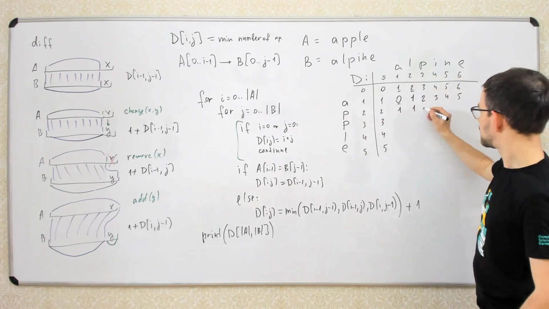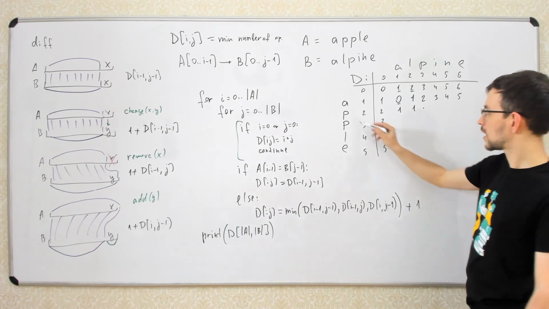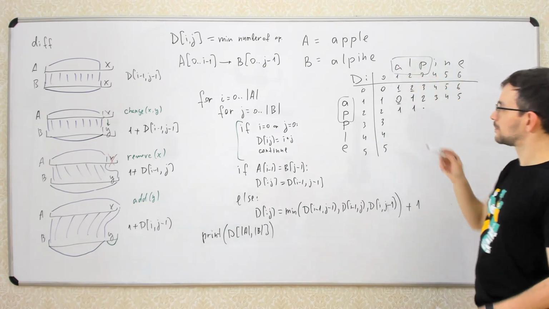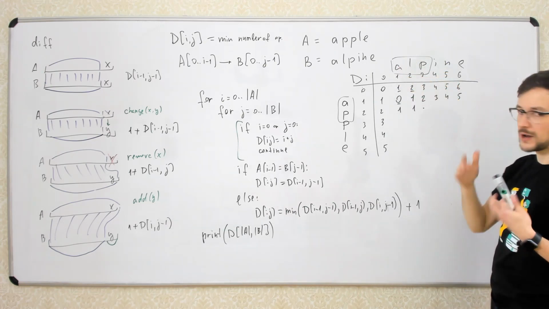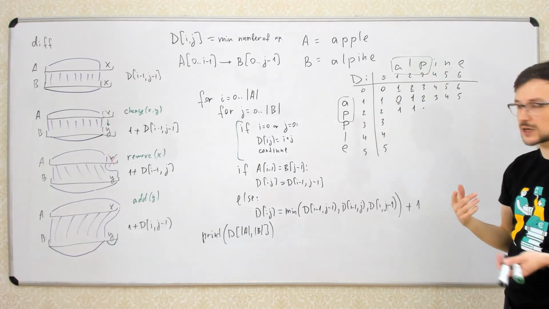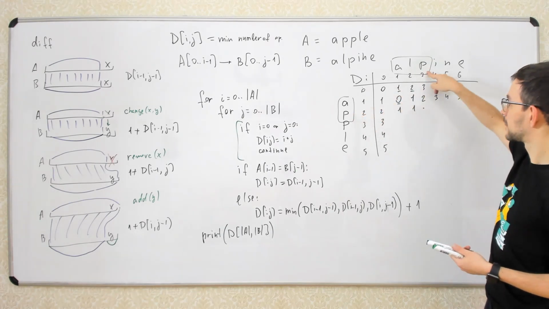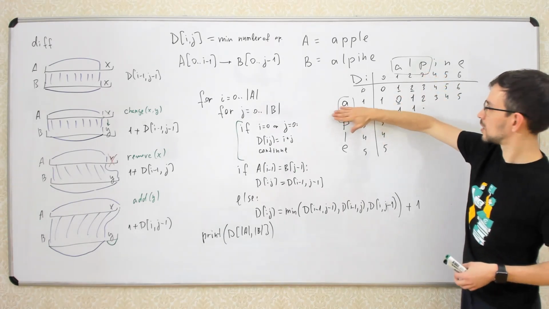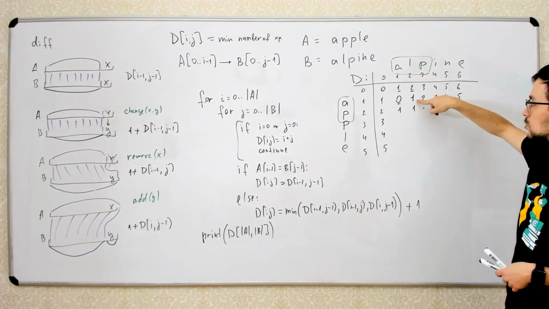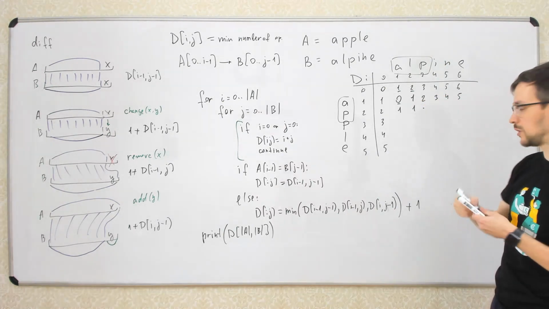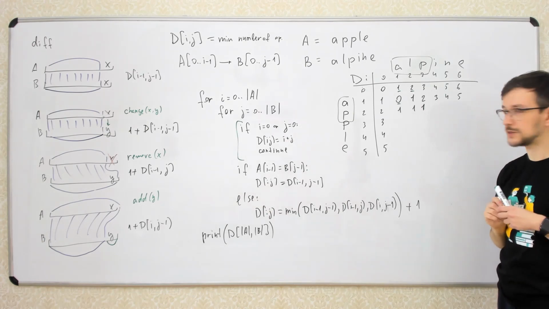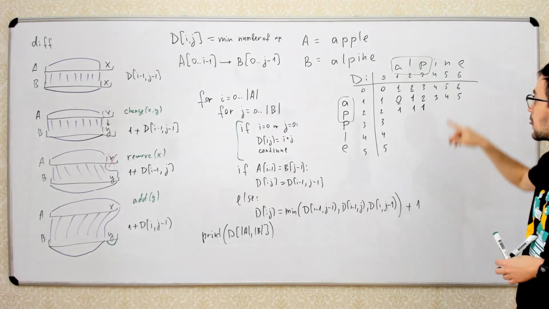Again, this cell corresponds to the following problem. We have the first two characters of string A and the first three characters of string B. So we need to find the number of operations to get this string from this string. How to calculate this? We look at the last character, it is the same. So the solution is the same, it's just getting string AL from string A. The solution of this problem is 1. So the solution for this problem is also 1. Yeah? So we need one operation. Is it clear enough? Hope it's clear enough.